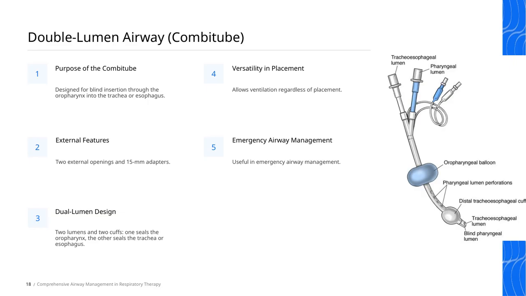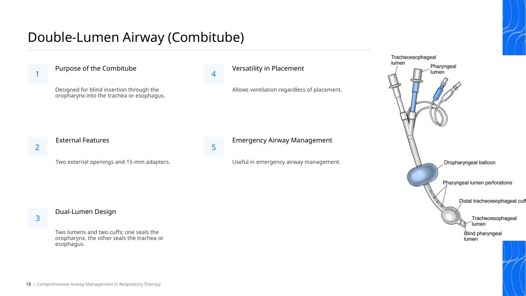The Combitube features a dual-lumen design, which means it has two separate channels and two cuffs. One cuff is designed to seal the oropharynx, helping to secure the airway, while the other cuff seals either the trachea or the esophagus, depending on placement. This dual-cuff approach ensures a better seal and more effective ventilation. Externally, the device has two openings and standard 15 adapters, making it compatible with typical breathing circuits.